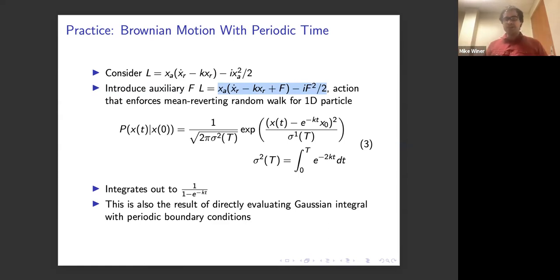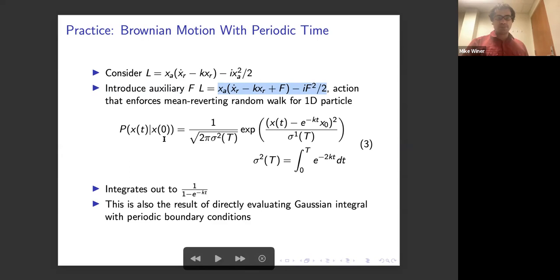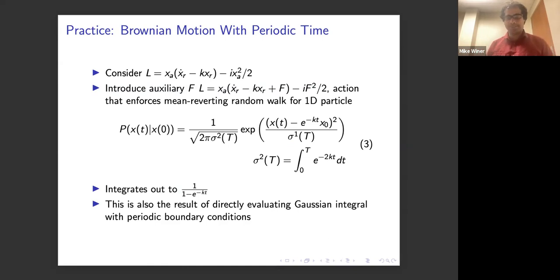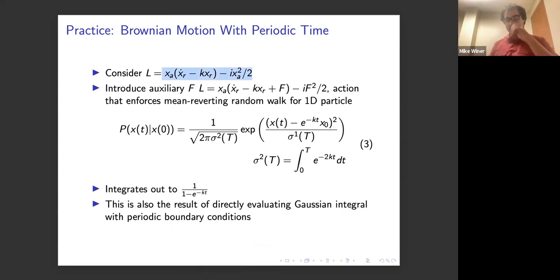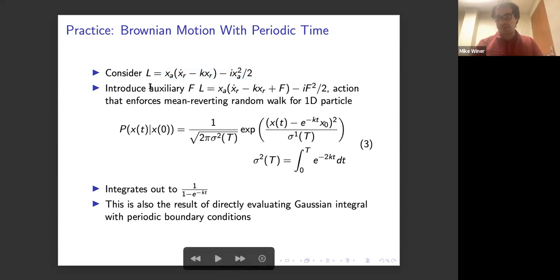And we can figure out the probability distribution as a function of the initial position. We get this Gaussian thing. We can do the integral, and we get this factor here, 1 over 1 minus e to the minus kt. We can also get this result by just straight up evaluating the determinant of this Gaussian integral, which is kind of a cool fact, and it's going to be useful once we want to start doing lots of these. So do people understand so far?